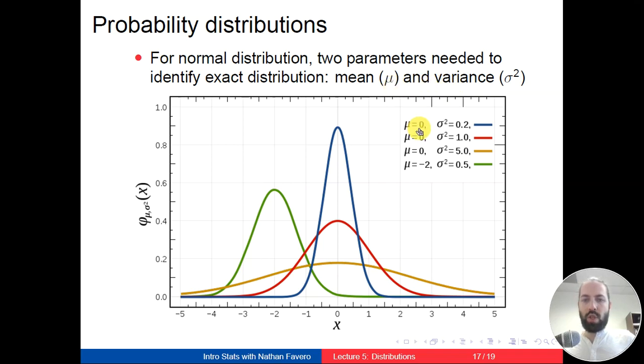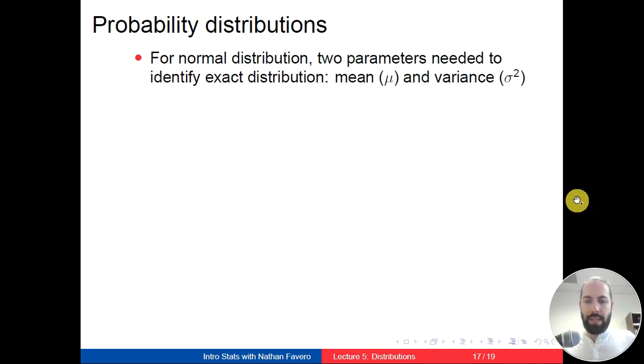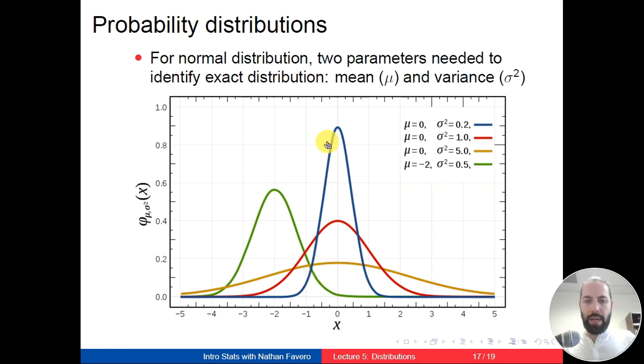So normal distribution with a mean of 0 and a variance of 0.2. That's this tallest normal distribution. Or the normal distribution with a mean of 0 and a variance of 1. That's this mid-height normal distribution here. And again, the point is that they all have this basic bell curve shape, but it can be flatter or it can be taller. And again, it can be moved to the left or the right.